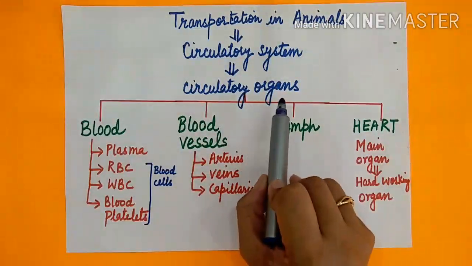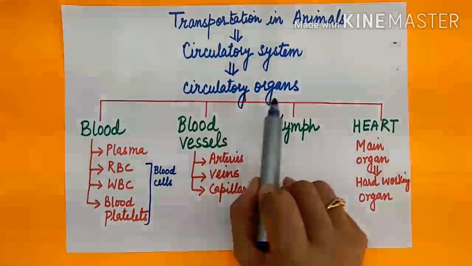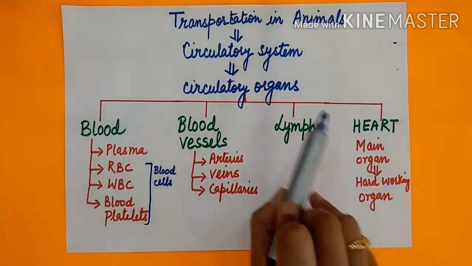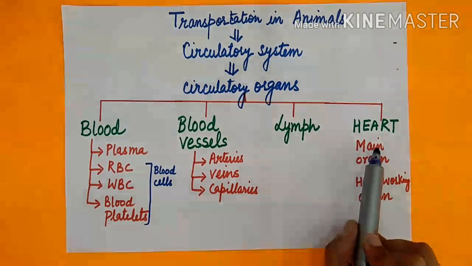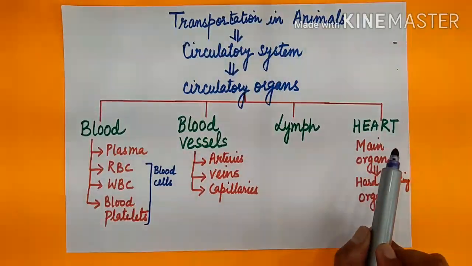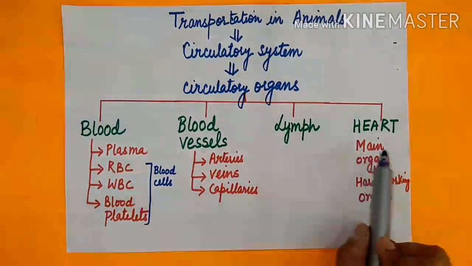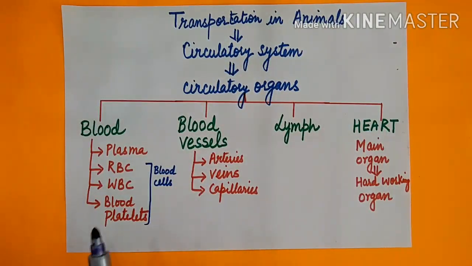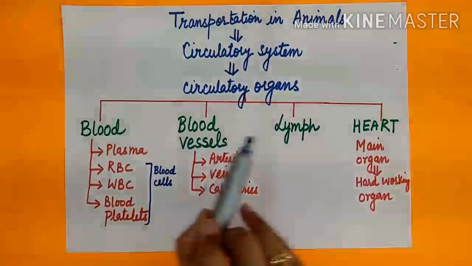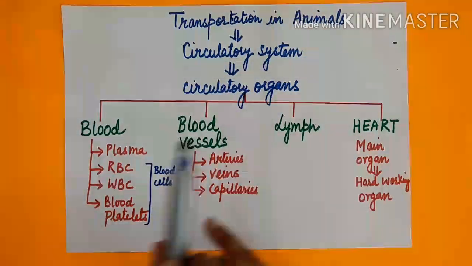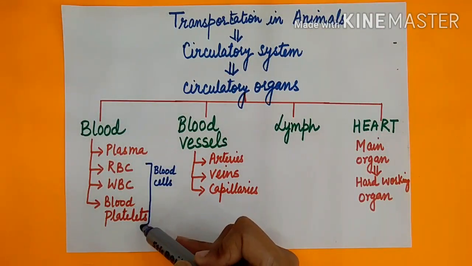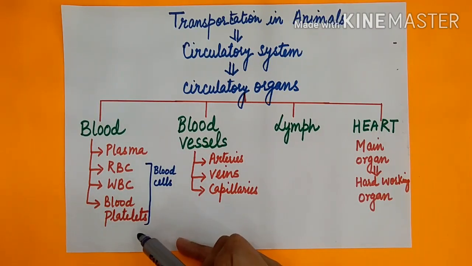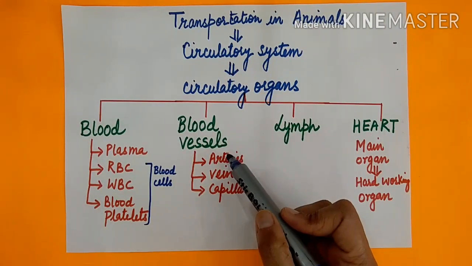There are some circulatory organs under it, or you can say circulatory components. Clear? So in this video, we will cover all the circulatory components except the heart. I'll make a separate video about the structure and functioning of the heart because it's the main organ and a very hard-working organ. In this video, we will cover only these three components of the circulatory system. First, we will take blood and its components like plasma and three blood cells: RBC, WBC and blood platelets. Then blood vessels will be taken.